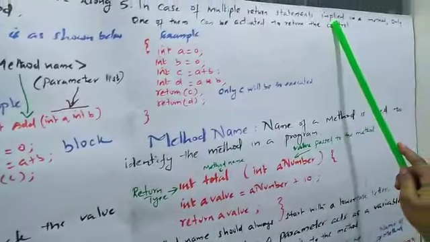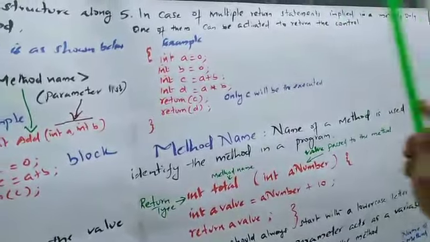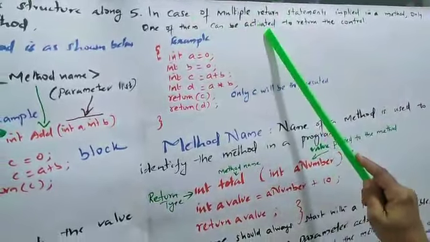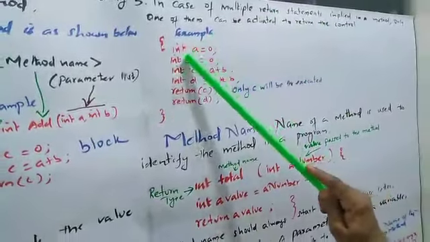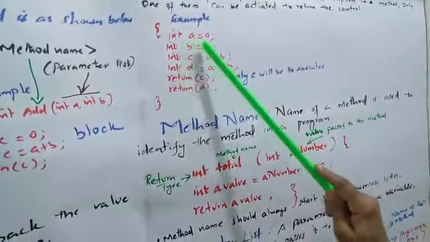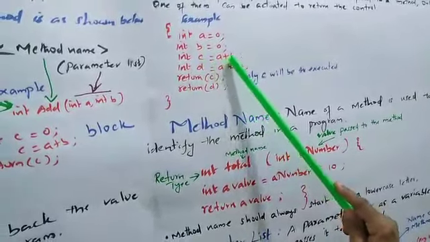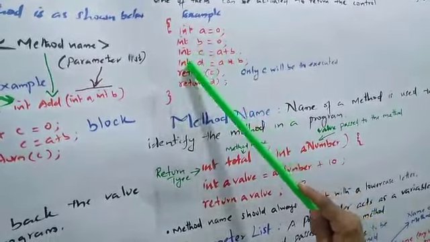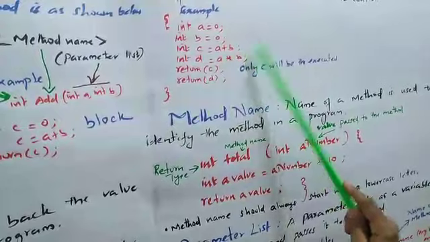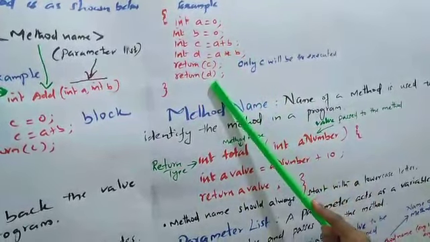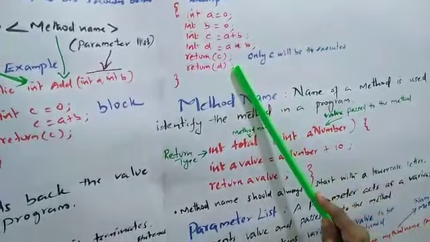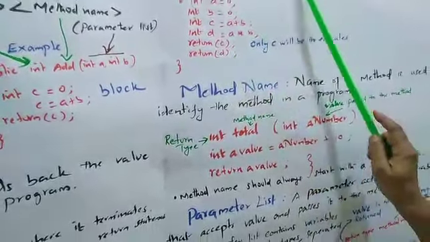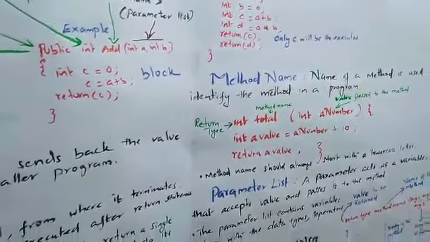Now, fifth point. In case of multiple return statements in a method, only one of them can be activated to return the control. Example: int a = 0, int b = 0, int c = a + b; int d = a * b; Here return c and return d are there. Only c will be executed, d will not be executed. So these are the features of a return statement.